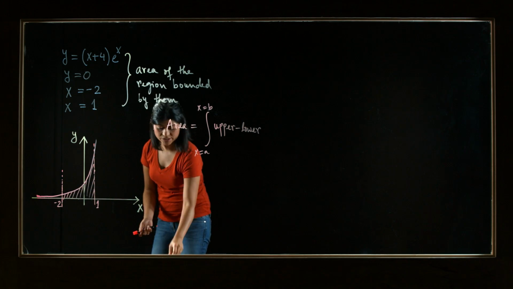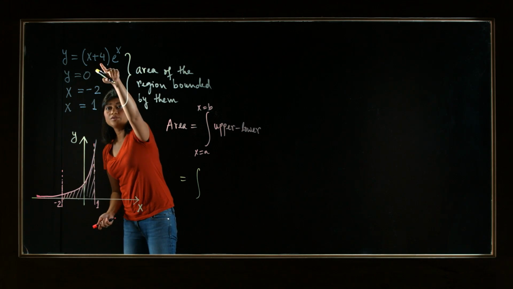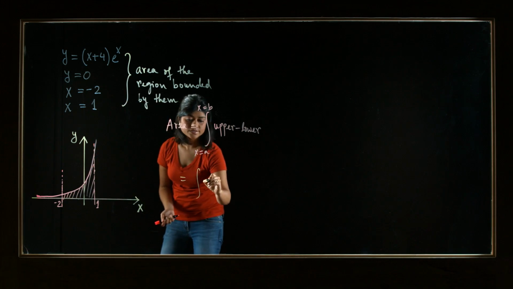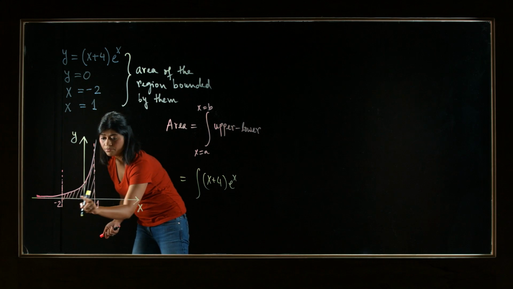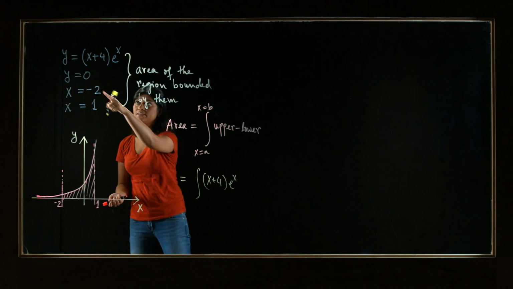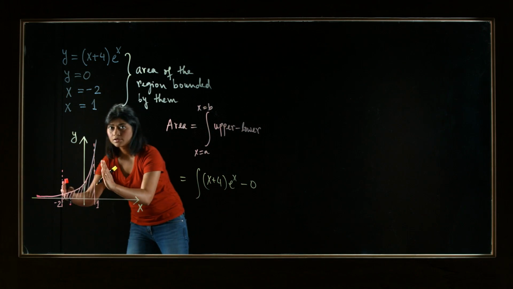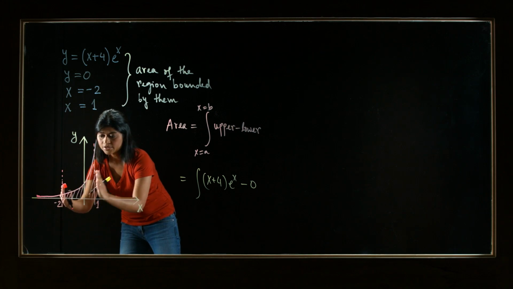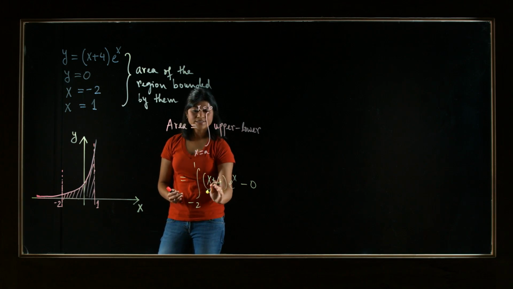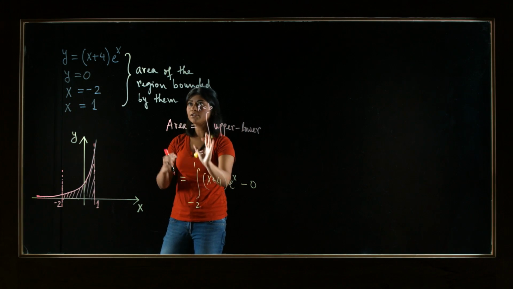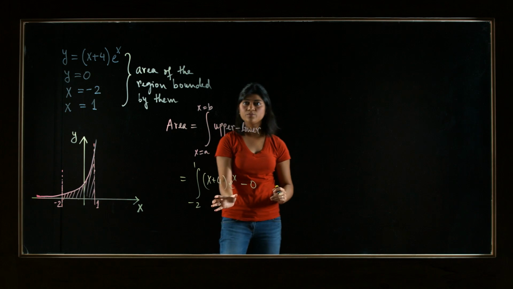So in our case, what is our upper curve? Clearly it is the top one that we graphed first, that's x plus 4 e to the x. That's our upper curve. And what is the lower curve? Well, that's just the x-axis, and the equation is y equals 0. So lower is 0. And the x values that cover the entire region are -2 and 1. So this is the setup to evaluate the integral to compute the area of this region right here. So all we have to do is evaluate the integral now.